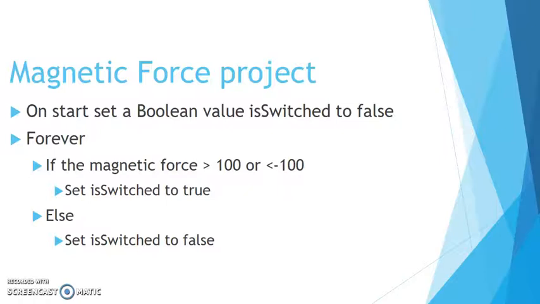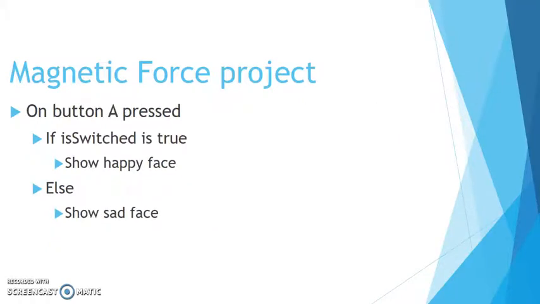Now we could actually use the absolute value. Those of you who are comfortable in the maths area know the absolute value just strips out the negative sign, but I'm just going to use greater than 100 or less than minus 100 in the project. If that is true, then we set isSwitched to true, otherwise we set isSwitched to false. Then when the A button is pressed, if isSwitched is true, we show a happy face, otherwise we'll show a sad face.